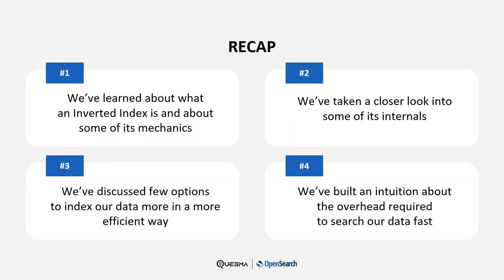So just a short recap. We've learned about what an inverted index is and some of its mechanics. We took a closer look into some of its internals. And we've discussed a few options for how to index our data in a more efficient way. And also, hopefully, we've built some intuition about what additionally is done inside OpenSearch so that your data is available for fast search.